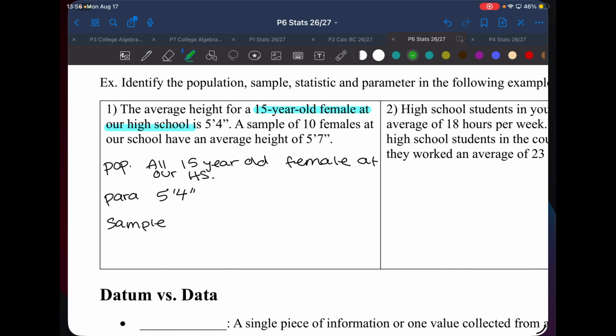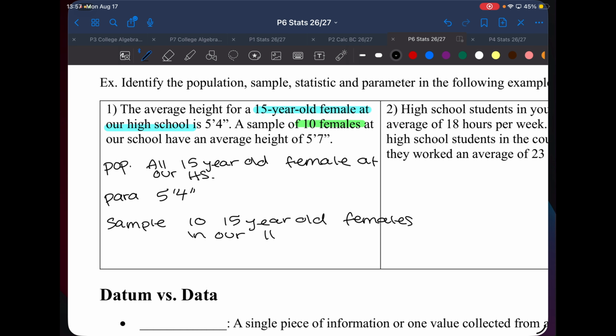10. 10 what? 10 dogs? 10 females? Do you think 10 females of any age, or do you think they did 10 females that were 15 years old? Okay, so 10 15-year-old females. Where? Anywhere in the world? In our high school. Okay, and then lastly, the statistic. What statistic is going to be related to our sample? 5'7".